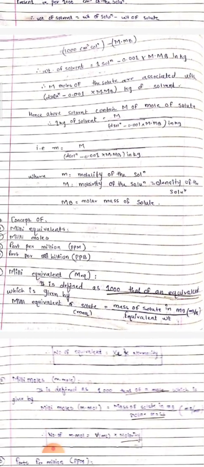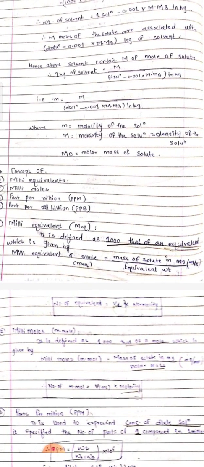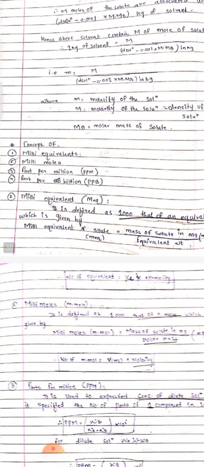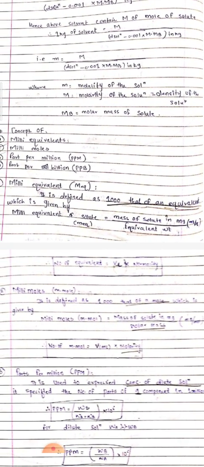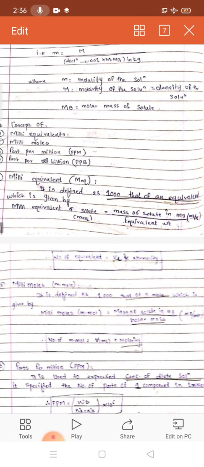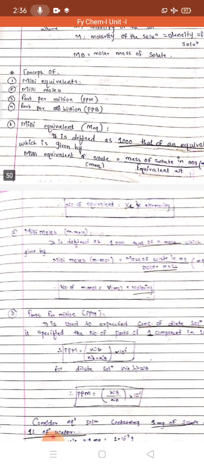Milliequivalent is defined as 1000 times an equivalent, which is given by the mass of solute in milligram divided by equivalent weight. That may come for the MCQ. And number of equivalents is equal to V in liter into normality. Millimoles is defined as 1000 times the moles, which is given by the mass of the solute in milligram divided by molar mass, that is V in ml into molarity.